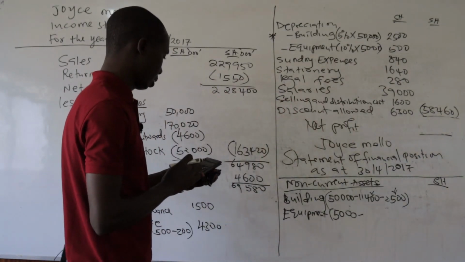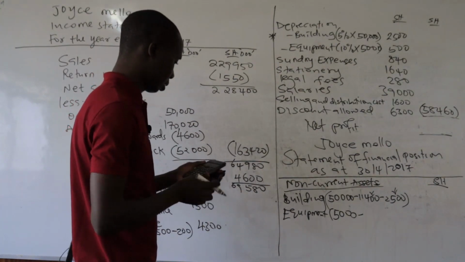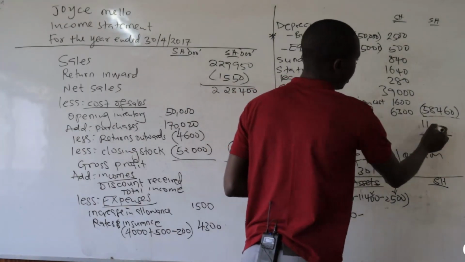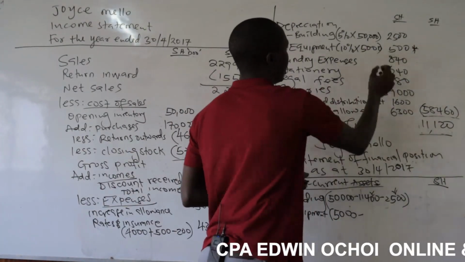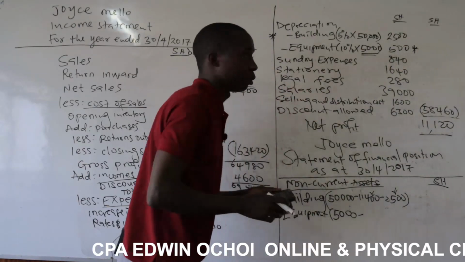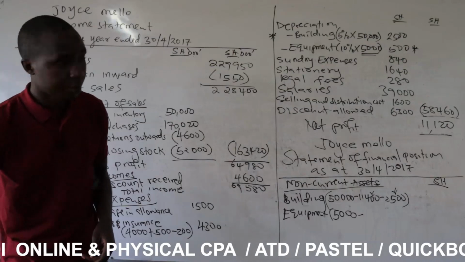So 58,460 minus 69,580 gives the answer. So this one was supposed to be 11,120. So that is just a short mistake we did here. Instead of picking 5,000, we picked 500. So from there we can continue.